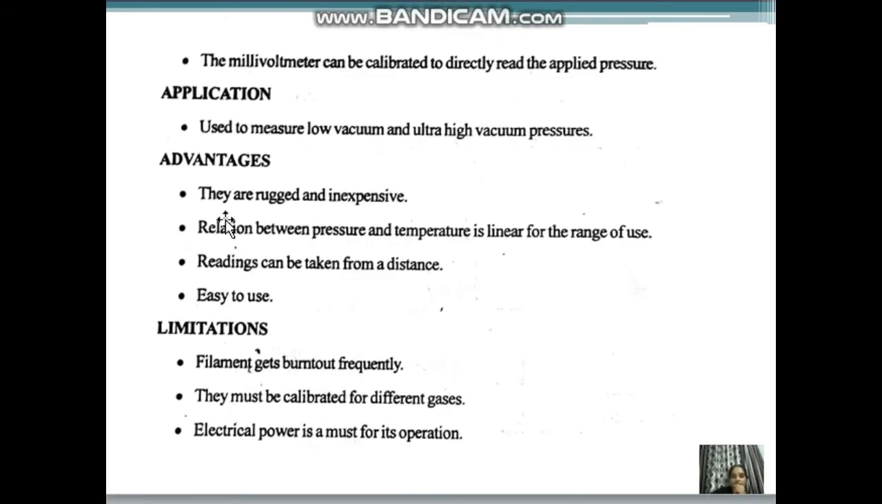Coming to the applications of thermocouple type thermal conductivity gauge, it is used to measure low vacuum and ultra high vacuum pressures, and same as Pirani gauge, rugged and inexpensive, readings can be taken from a distance and easy to use, and a linear relationship between pressure and temperature. But the thing here is, filament gets burned out frequently, and same as Pirani gauge, it should be calibrated for different gases. Electrical power is a must for its operation.